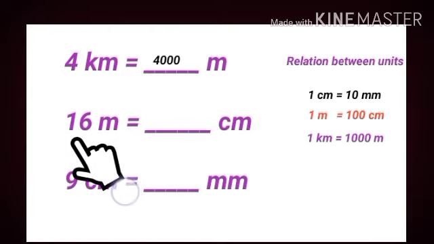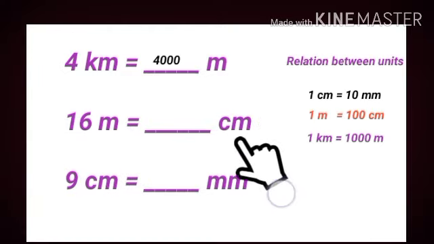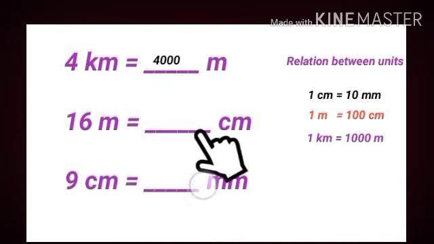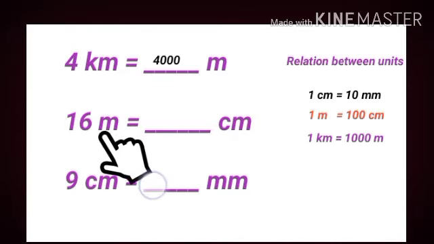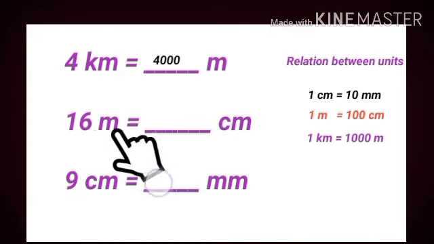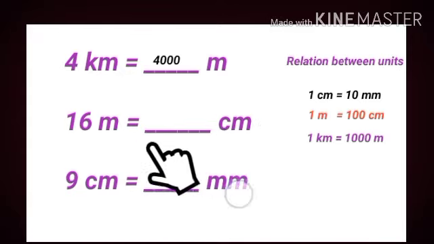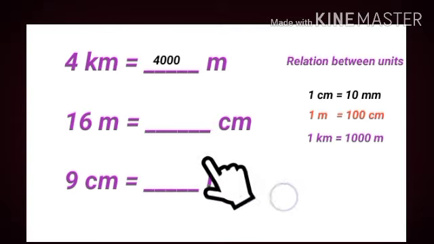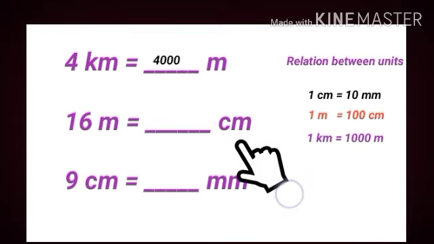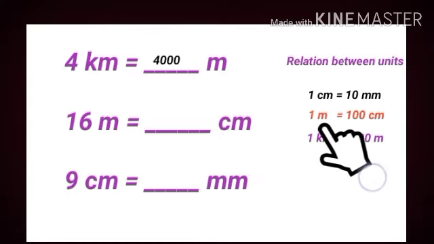Now 16 meter into centimeter. Meter, centimeter. Just imagine the story, that activity, biggest to small. Bigger unit, smaller unit. Big to small, that is very easy. So that is multiplication. Okay, you can have it in your mind. By which number you have to multiply? That is important, no?